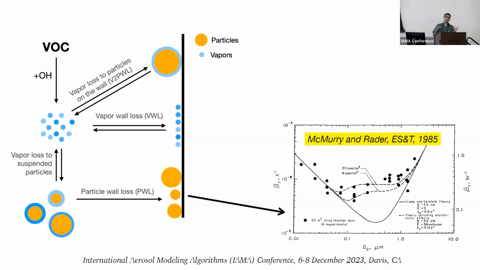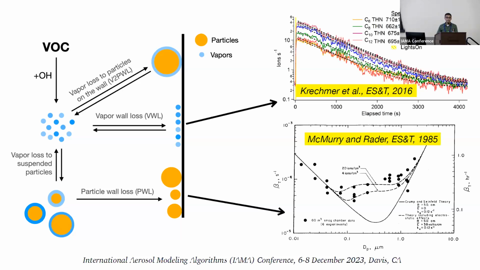So we've known for almost 3 decades now, this is the study from McMurray and Rader in 1985, that particles get lost to the walls in very predictable manners, and you can account for that effect. Some clever experiments that have been done by the Boulder group have shown the importance of the loss of condensable vapors absorbed into the walls of the chamber. But this third process, which is the loss of condensable vapors onto particles on the wall, hasn't really been explored. And we try to do that using the Som-Thomas model.